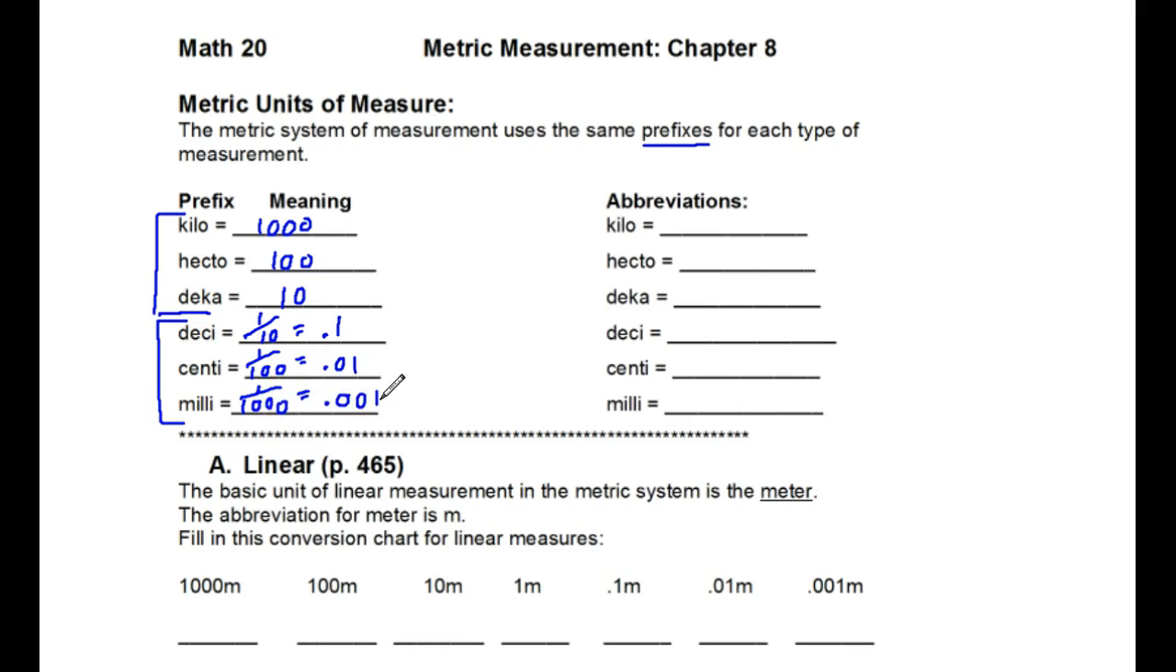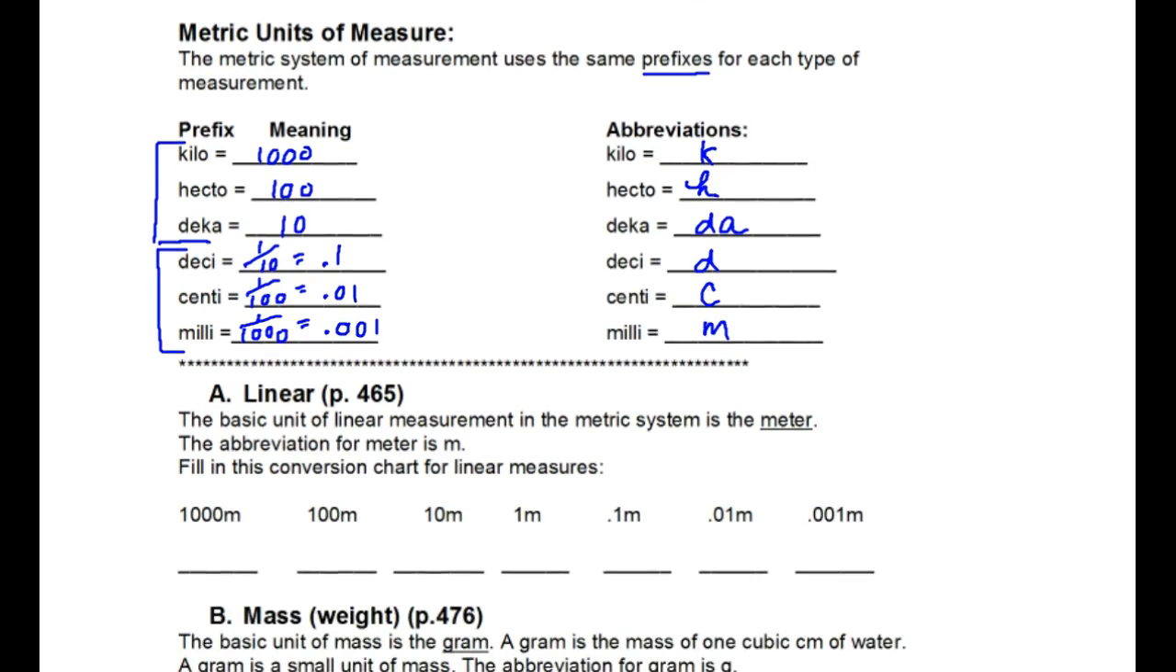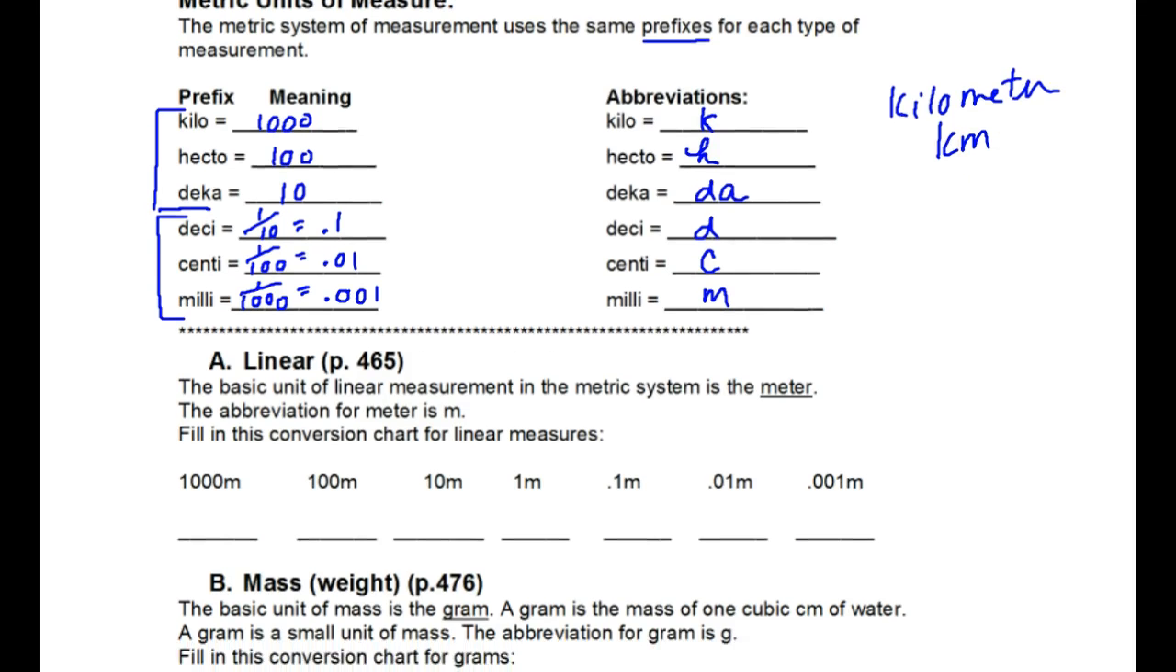The abbreviation for kilo is K, for hecto is just H, deca is DA, deci is just D, so those two both could get confused. That's why they have the DA for deca. Centi is C and milli is M. So if I want to make 1,000 meters, I call it a kilometer, or a km.